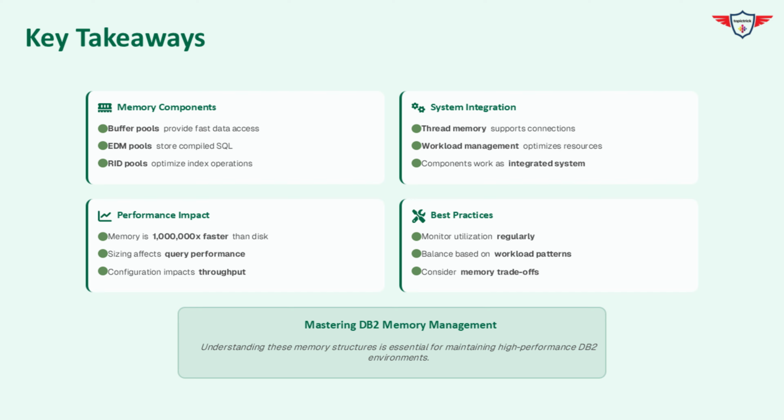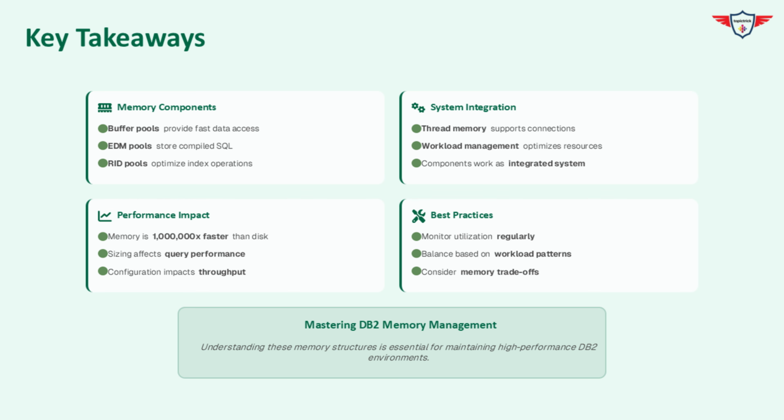Third, recognize the dramatic performance impact of proper memory management. Memory access is literally 1 million times faster than disk access. Proper sizing directly affects query performance and system throughput. Configuration decisions have measurable impacts on application response times.